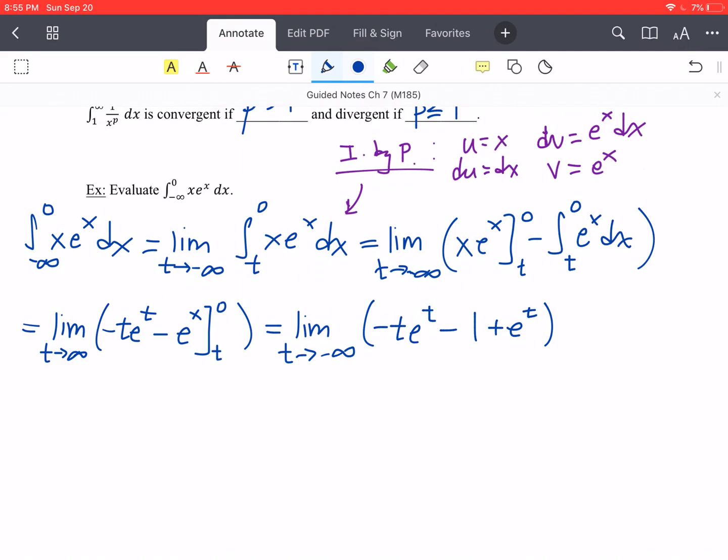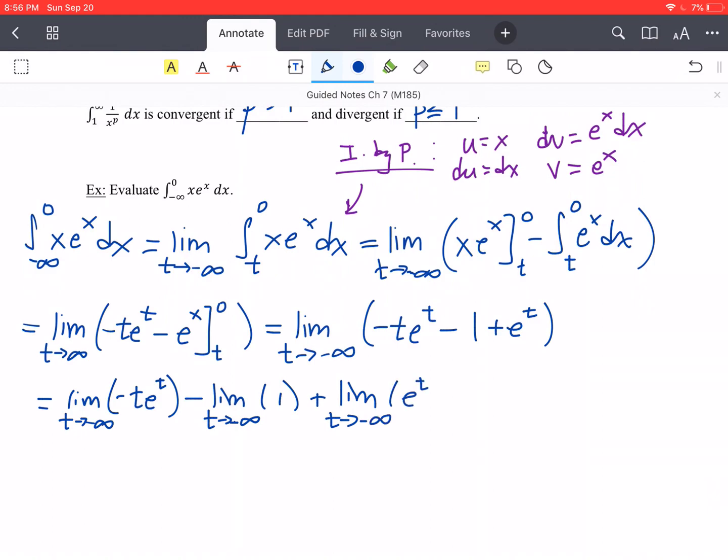Okay, and then let me go ahead and split this into pieces here that we can work with, so we don't have to take these all at once. So we get the limit as t approaches negative infinity of negative t e to the t, minus the limit as t approaches negative infinity of 1, plus the limit as t approaches negative infinity of e to the t. I keep leaving out these negatives, don't I?